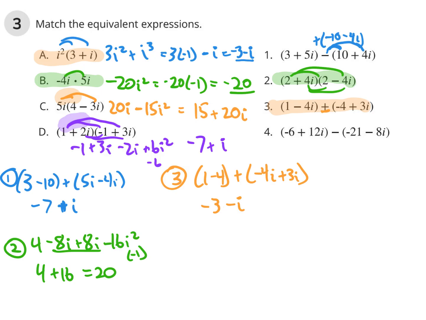All right, so D matches with 1. That leaves C and 4. But let's do the math on 4 anyway.